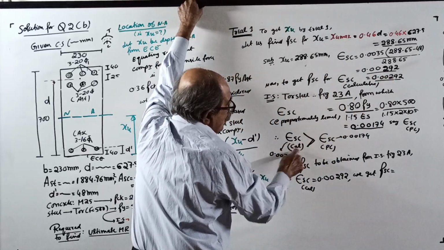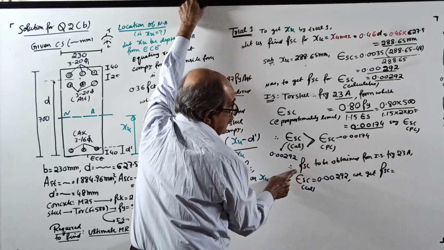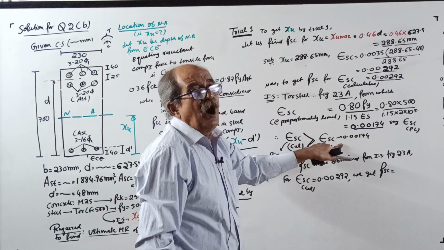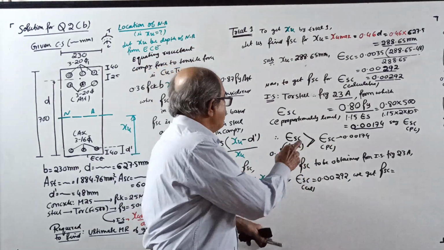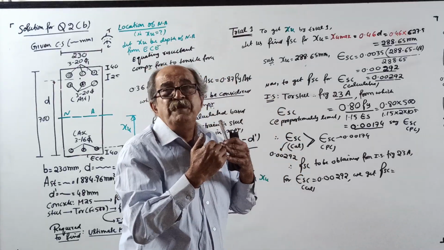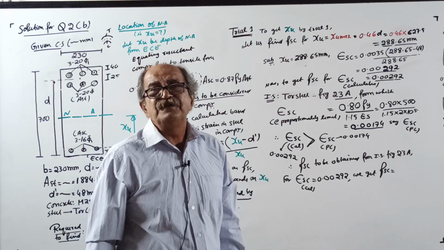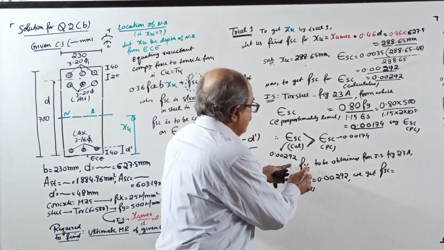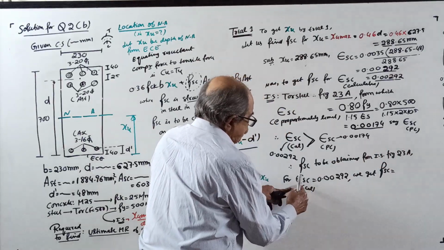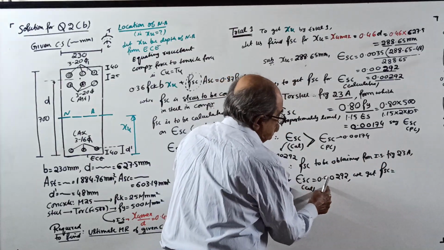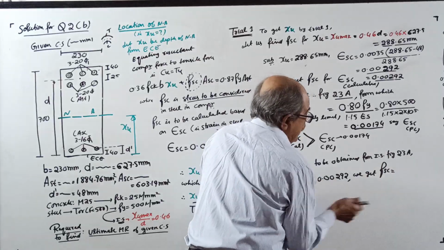Now, compare your epsilon SC calculated 0.00292, which is more than proportional limit value of 0.00174. Therefore, right here, your point will lie in the curved part. It is not linear. In case your epsilon SC is within the limit, direct answer FSC equal to strain into Young's modulus. It will never come. Now, FSC is to be obtained from IS code figure 23A. Now, for epsilon SC equal to 0.00292, get FSC. We get FSC equal to, one minute now.